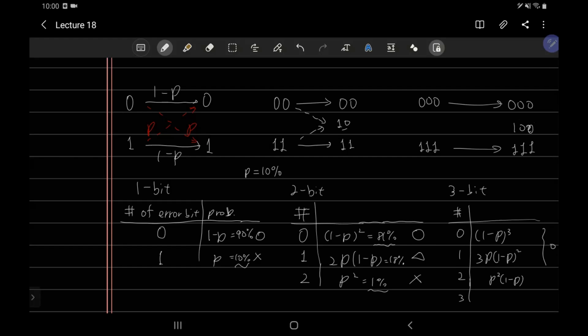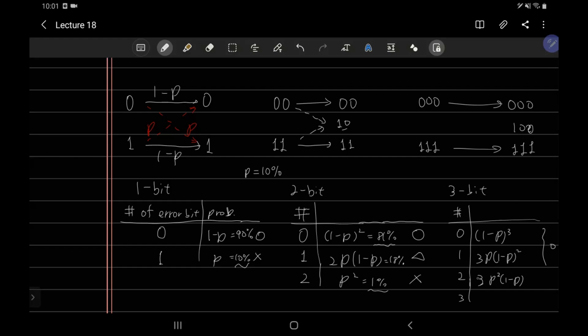However, for this calculation, I assumed that only the third bit is not flipped, so only the third bit is correct and the first 2 bits are flipped. But there will also be other cases, like only the second bit is correct, or only the first bit is correct. So there are three combinations that give a 2-bit flip. So the probability is like this one.